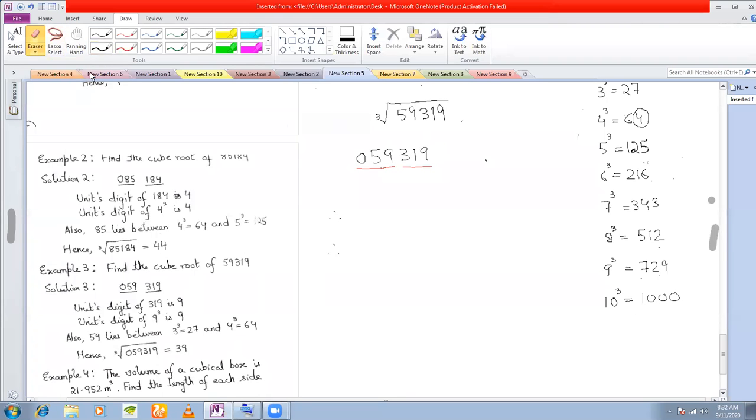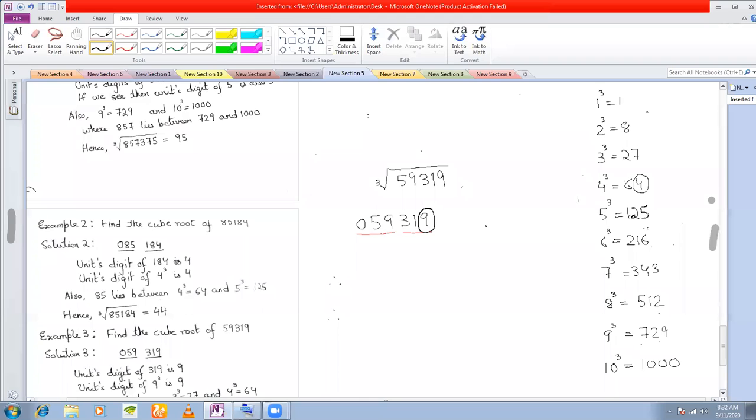Okay. Now we look at the first group. The first group has the units digit 9. Among all the cubes that are there, which one has the units digit 9? You see that 729 has the units digit 9, isn't it? So therefore, we will choose 9 and write it here. Okay. Next, we look at the next 3 digits, 59. Now 59, when you look at this number, what is the rule for this?